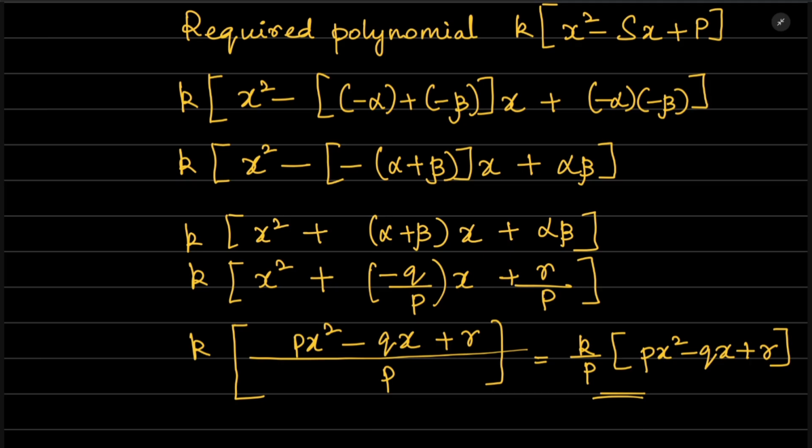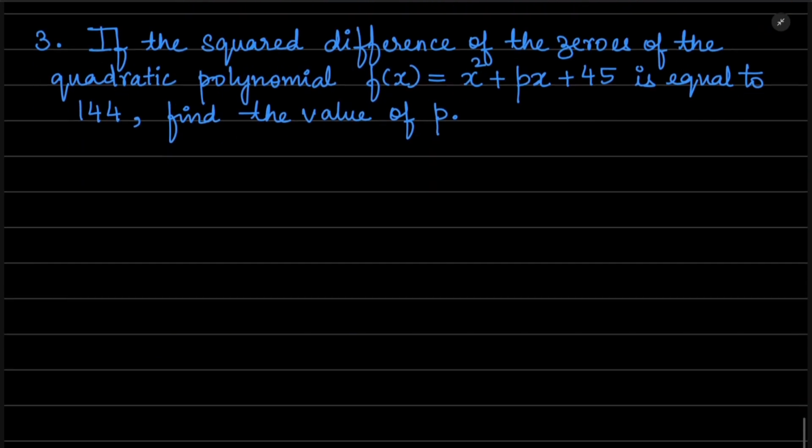Now let's move on to the next question. If the square difference of the zeros of the quadratic polynomial f of x equal to x square plus px plus 45 is equal to 144, find p. Again, a very easy question. So what are you given? You are given your polynomial, f of x equal to x square plus px plus 45.